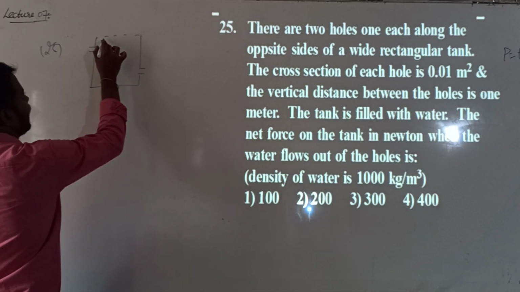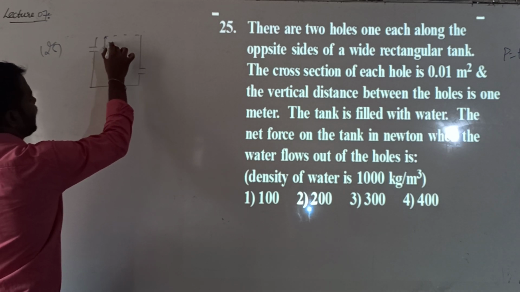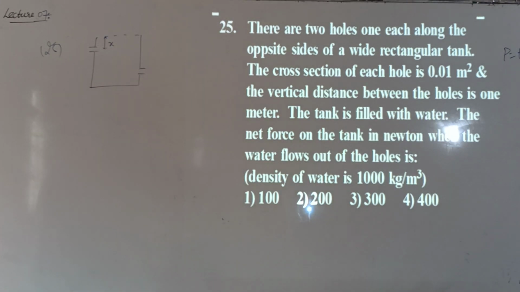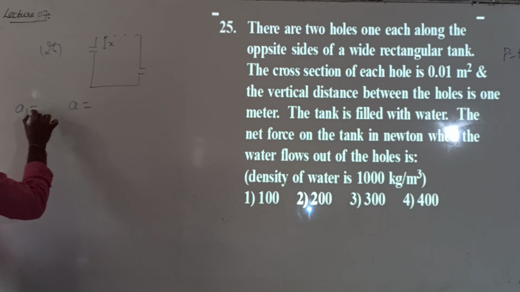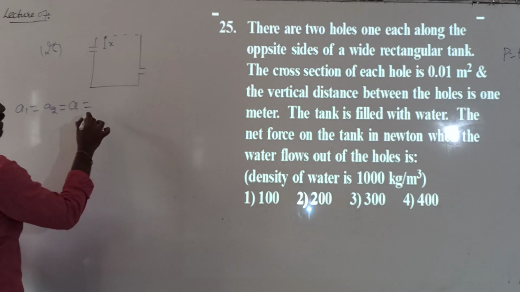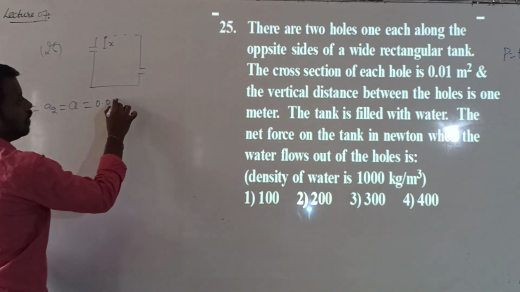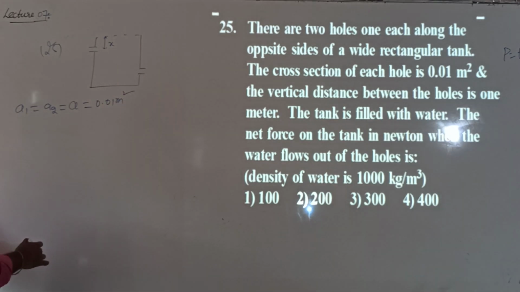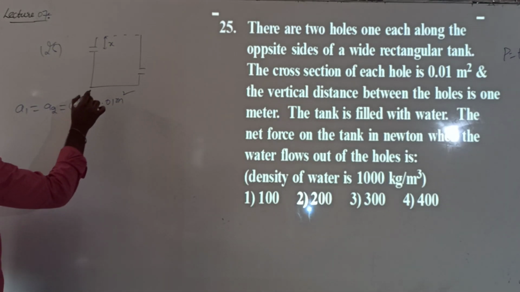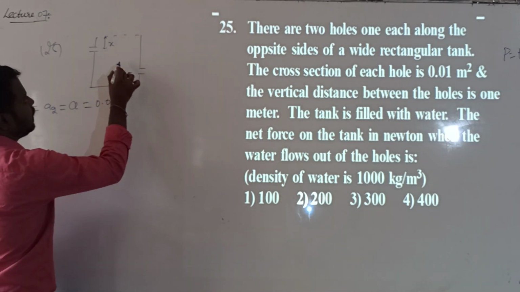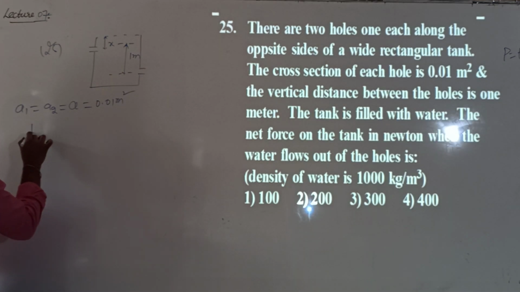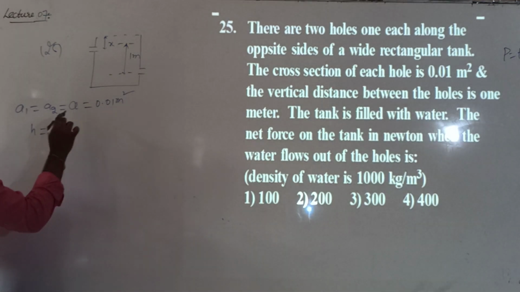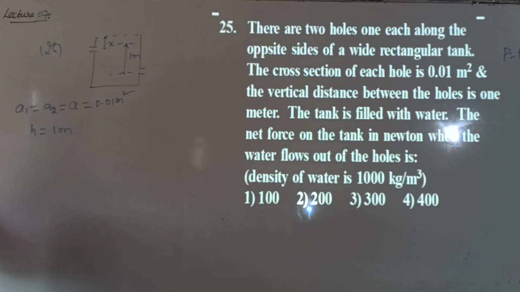Let me call the depth of the first hole x. Rectangular tank. The cross-section area of each hole, area of cross section A, can I call it A1 is equal to A2 equal to 0.01 meter square. The vertical distance between the two holes is 1 meter. So what is the vertical distance? Distance between these two holes is 1 meter. Can I call it h? h is the vertical distance, that value is equal to 1 meter. The tank is filled with water.